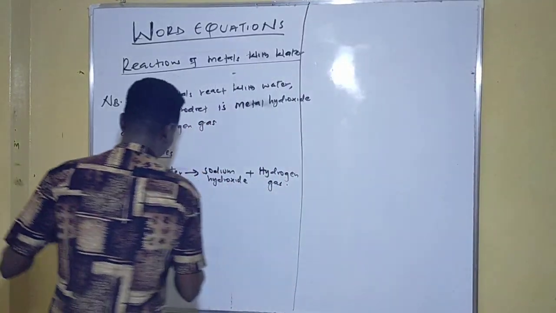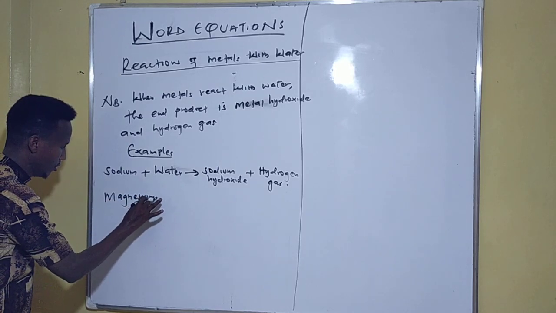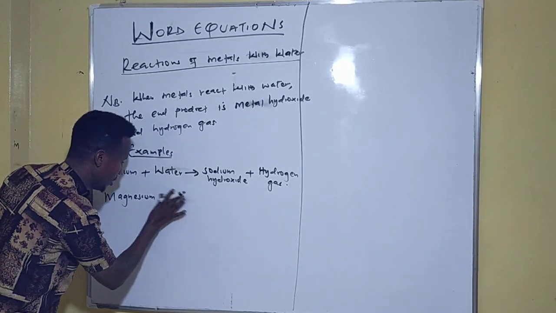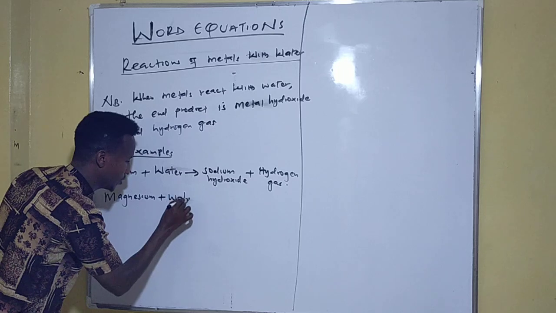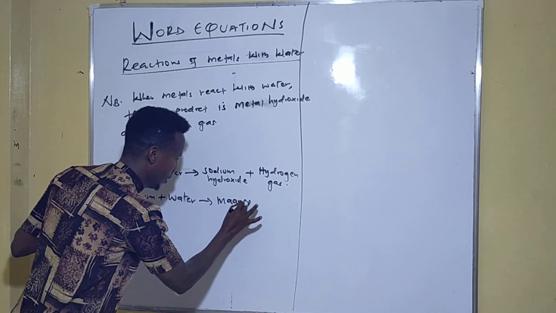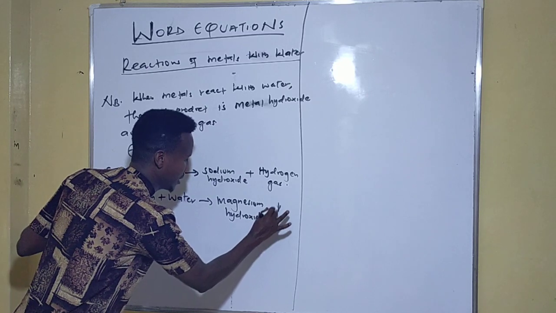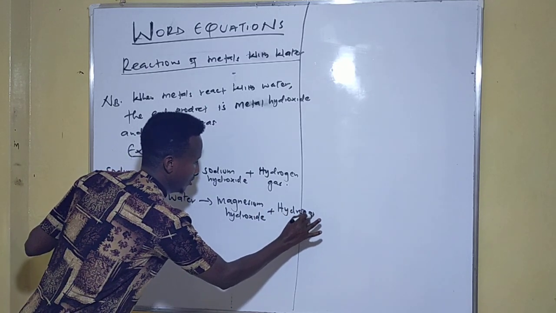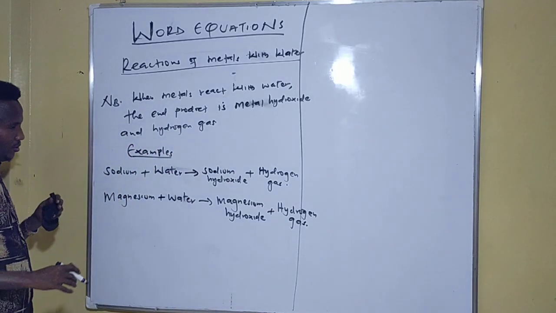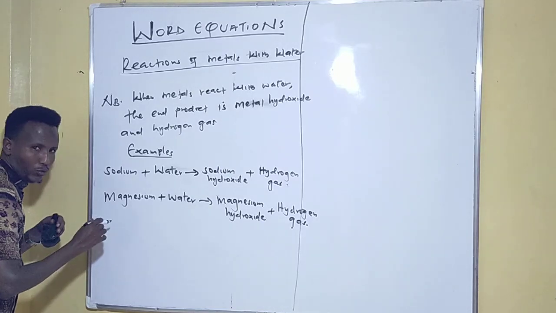Let me write another one. We have magnesium plus water. Magnesium plus water is going to give us magnesium hydroxide plus hydrogen gas. Look at that. Magnesium hydroxide plus hydrogen gas.